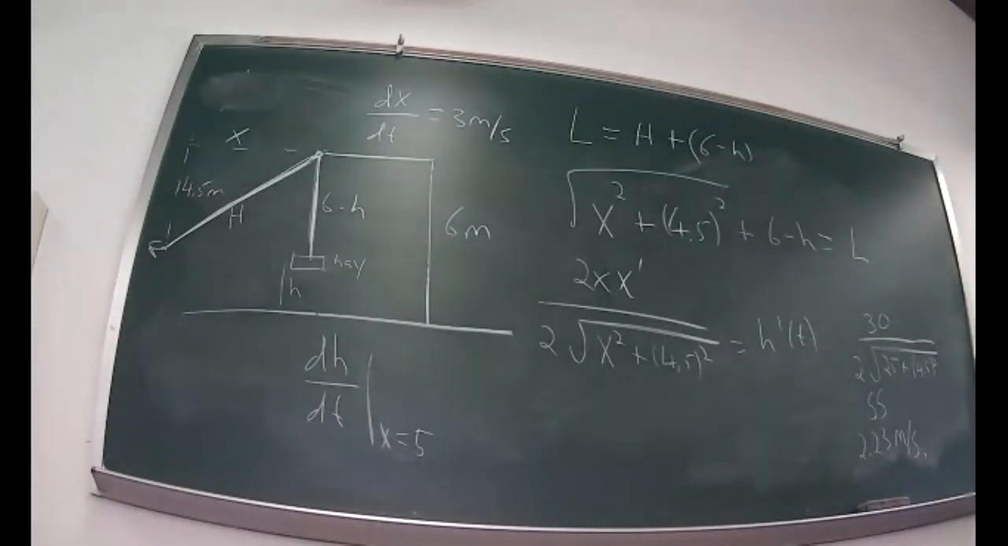So the question, why is 6 minus h equal to h prime of t? 6 minus h is not equal to h prime of t. It's absolutely not equal to h prime of t.